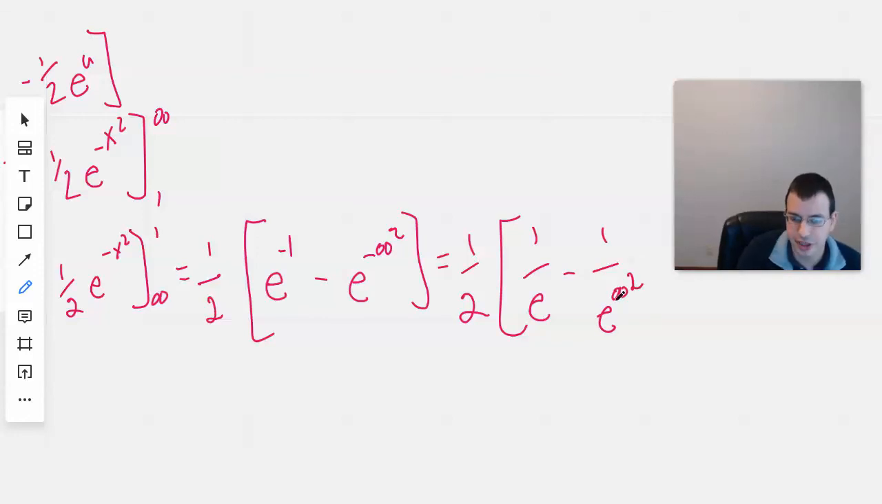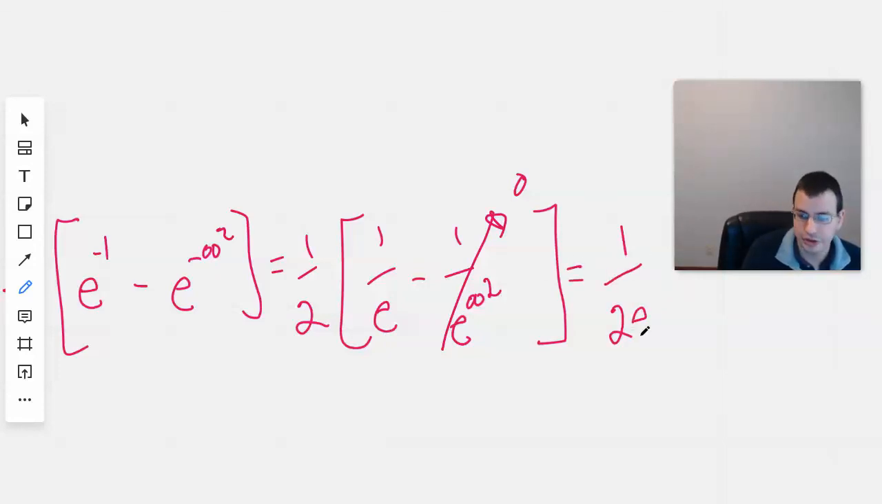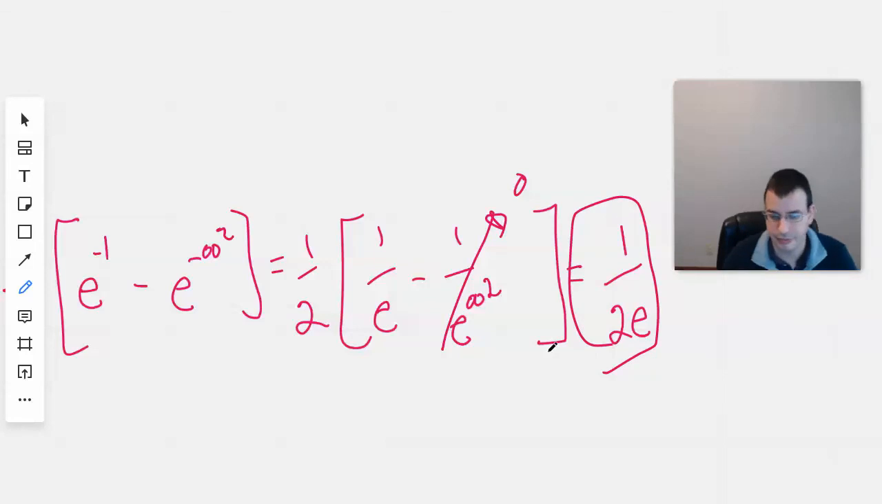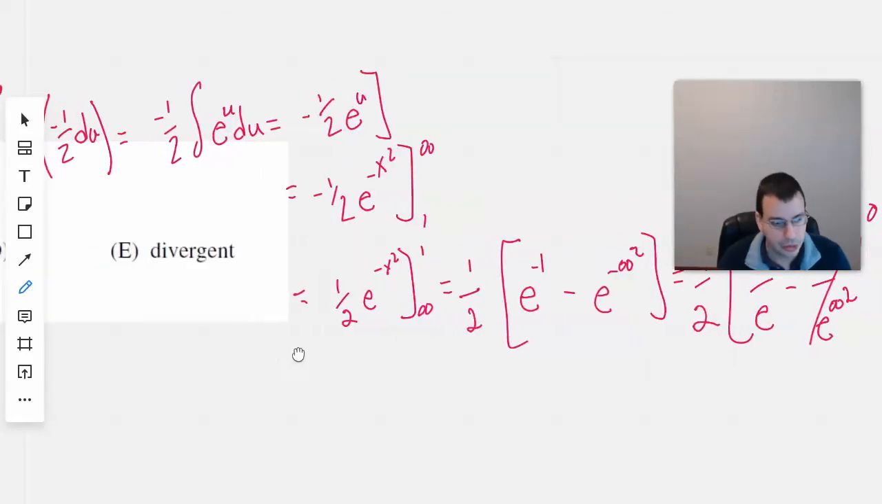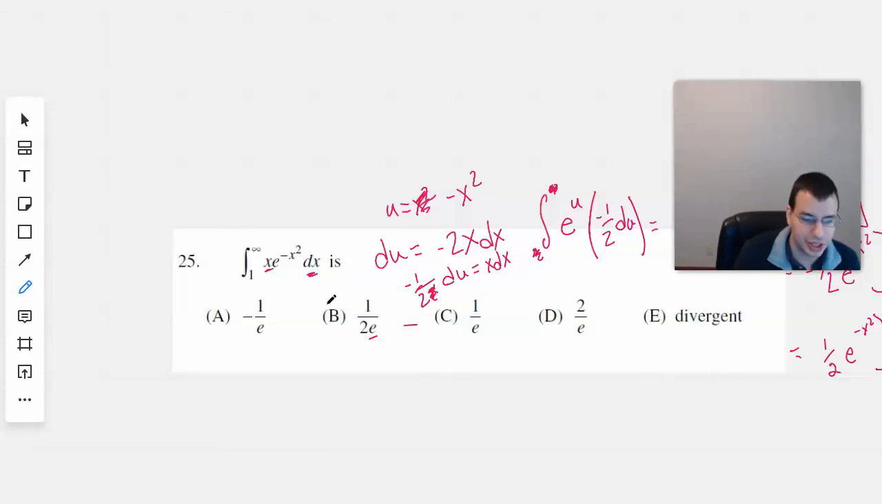So e to infinity is already pretty big, and when you square the infinity, it gets even bigger, and the 1 over makes it smaller. So you're left with 1 over 2e. So this one should be 1 over 2e, the one that I just happened to accidentally underline slightly earlier.